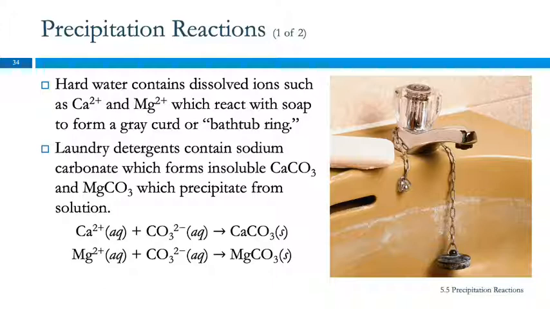So laundry detergents are different than soap. They have sodium carbonate in them. And the sodium carbonate will precipitate out the calcium and the magnesium, because calcium carbonate and magnesium carbonate are insoluble ionic compounds. So what happens is the carbonate from the detergent meets up with the calcium ions and forms a solid. And so then this calcium is not available to make soap curd with the soap. Any questions?